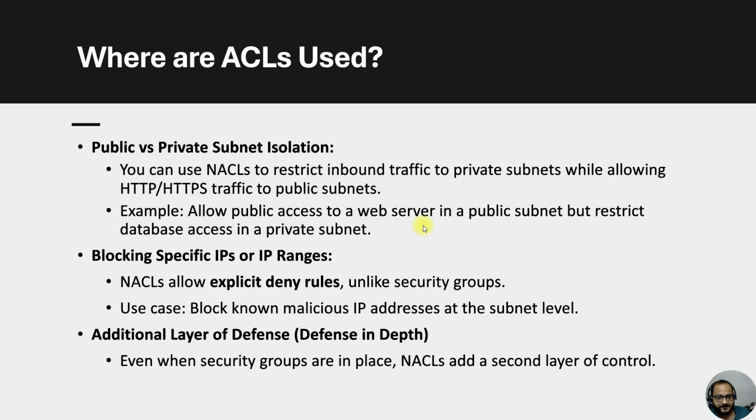Second, blocking specific IPs or IP ranges. Network access control allows explicit deny rules, unlike security groups. In a security group we don't have deny options: either we allow, or by default it will be restricted. Third, an additional layer of defense, like defense in depth, because even when security groups are in place, NACLs add a second layer of control at the subnet level.